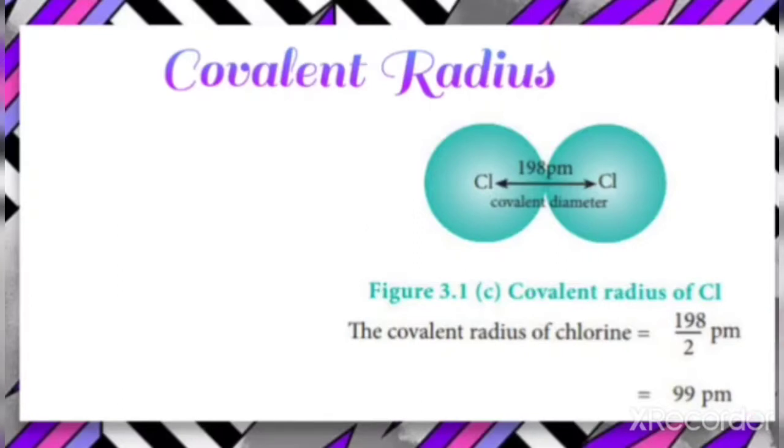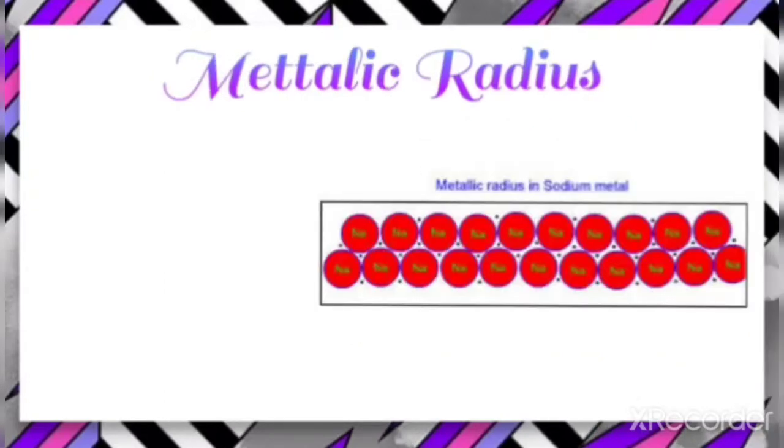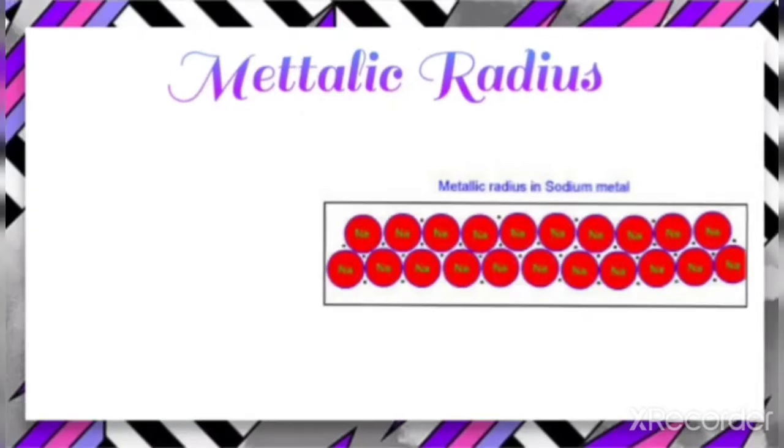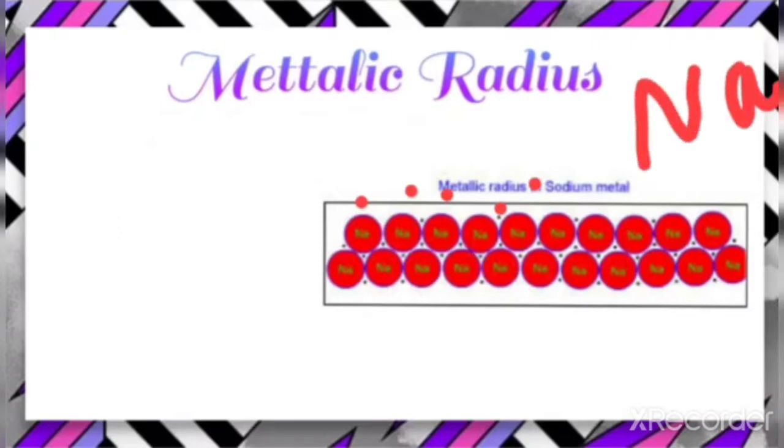So this is about the covalent radius. Next we will discuss metallic radius. In the case of metals, being solid, the atoms are tightly packed. You can see the atoms are nearly touching each other. This is the case of sodium metal. The atoms of sodium metal are nearly touching each other.